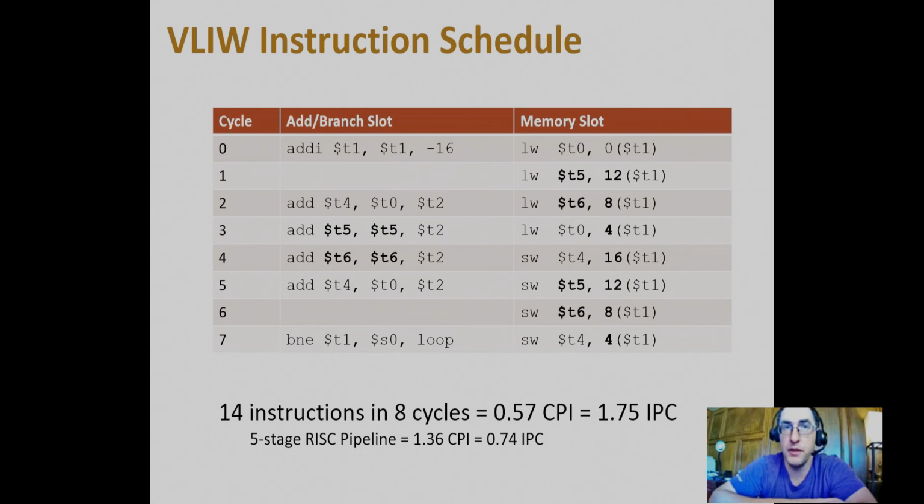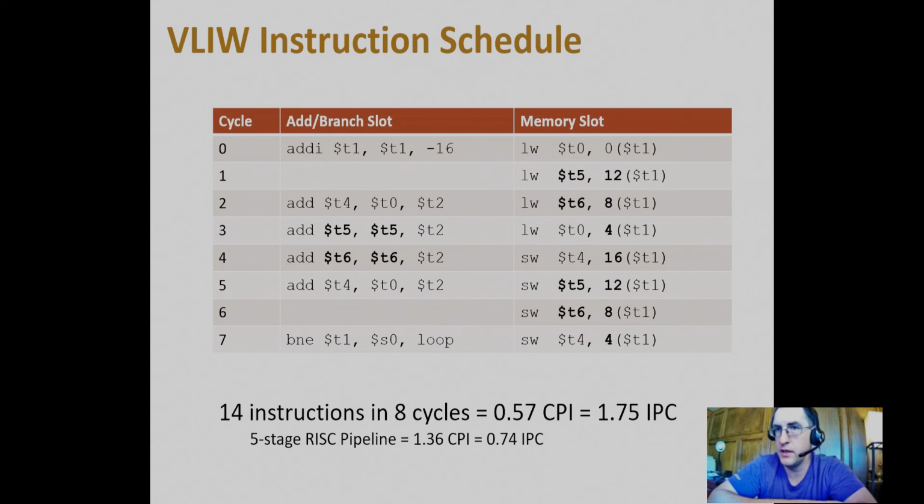We can't move the branch up because we don't want to branch before the store word at the end happens. We can move the adds down if we wanted to, but it doesn't really help anything, right? So we have 1, 2, 3. We have 6 ALU and branch instructions, and we have 8 load and store instructions. So no matter what we do, we're going to have 2 no-ops somewhere.